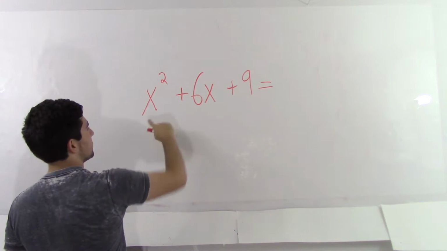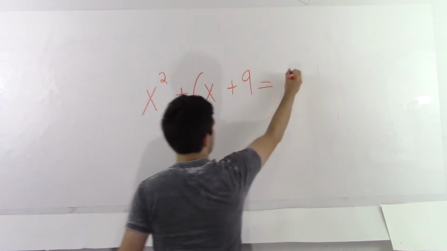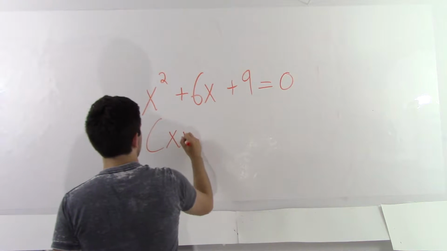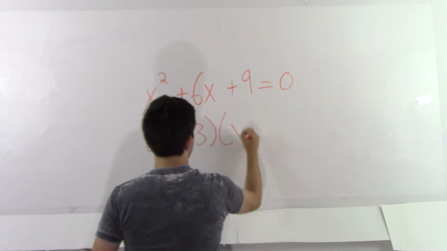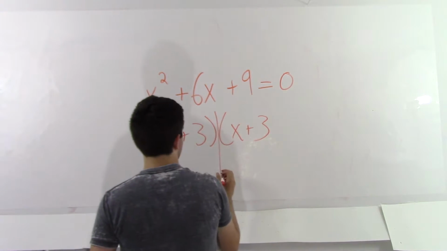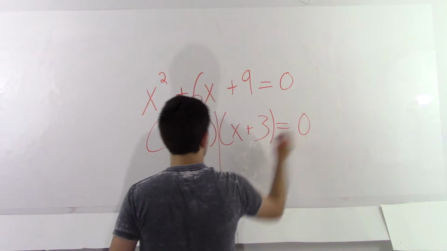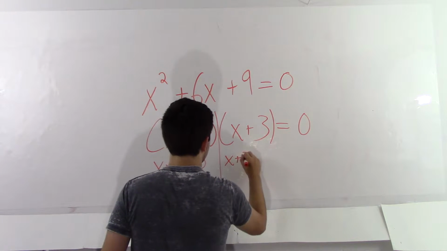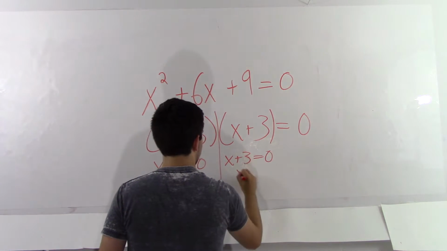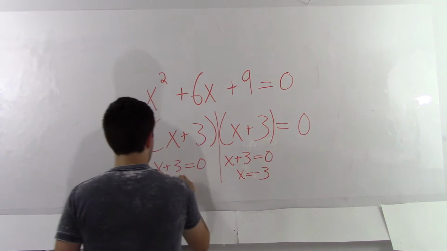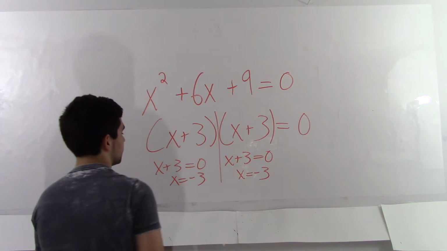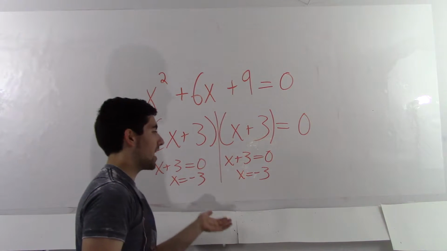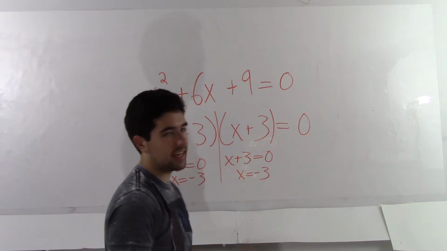We're going to get rid of this negative. We set this equal to 0, we get x plus 3 and x plus 3 equals 0. Set each one equal to 0 because they're technically separate equations. And we get x equals negative 3, x equals negative 3. So that means our quadratic is crossing the x-axis at negative 3.